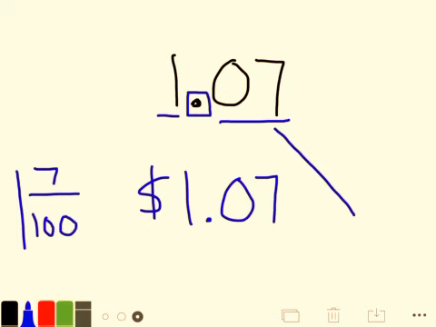Okay? Don't get confused. Sometimes you're going to be looking at this and may think that's 70 one-hundredths, but that would be pretty simple. It's just 1 and 7 one-hundredths, because the 7 is in the hundredths place. And same thing down here. It's $1 and 7 hundredths, which would be the same as 7 pennies.